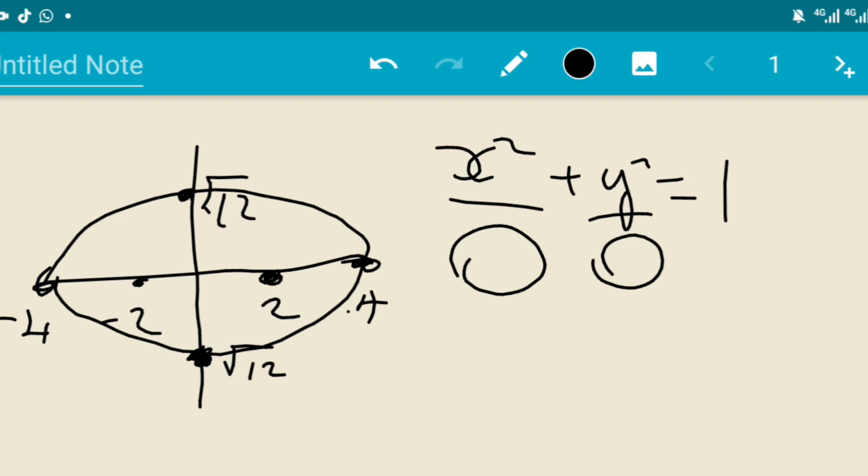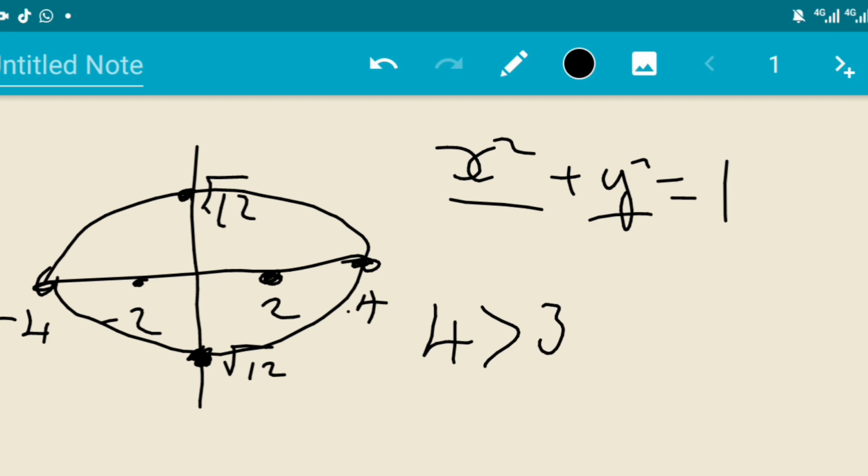As we may see, starting from the origin to here, that is 4. Then starting from the origin all the way up, it is the root of 12, which is 3 point something. So 4 is greater than 3.2 something. Because 4, which is greater, is on the x-axis, our 4 will be here, 4 squared. What about y? What should we put here? That is b. We need to put the root of 12 squared.